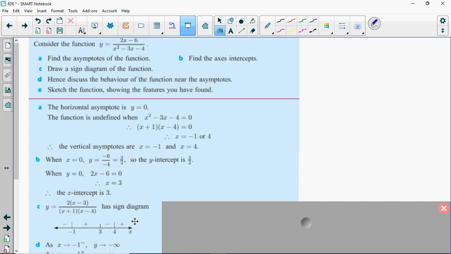And as we get closer to the vertical asymptotes, I should say, -1, as it approaches that from the left, it's going to -infinity. As it approaches from the right, it's going to positive infinity. Same situation over here for 4.